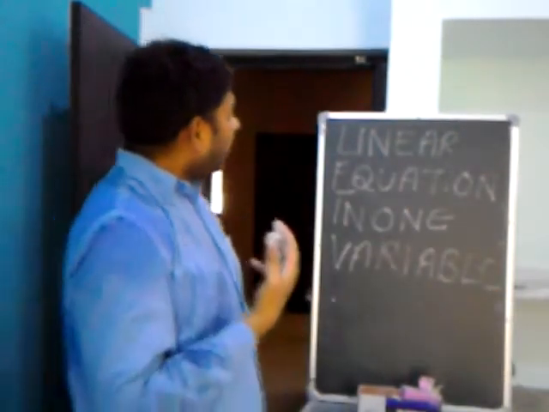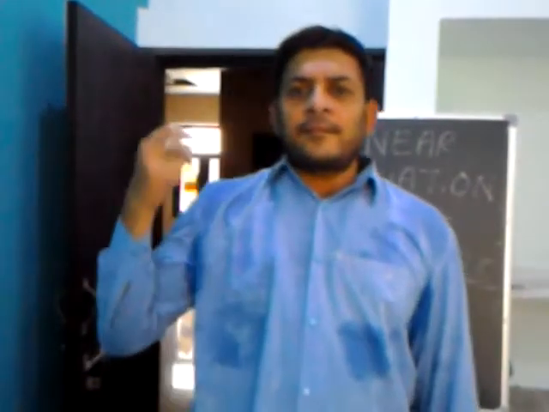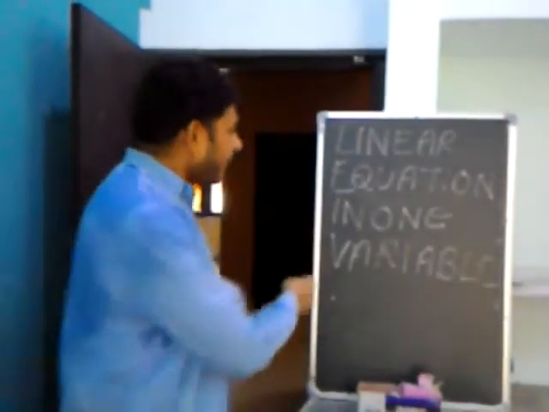Now what does it mean by all these terms? What does it mean by linear? What does it mean by equation? What does it mean by one variable? Let us see first of all the last term, that is variable.